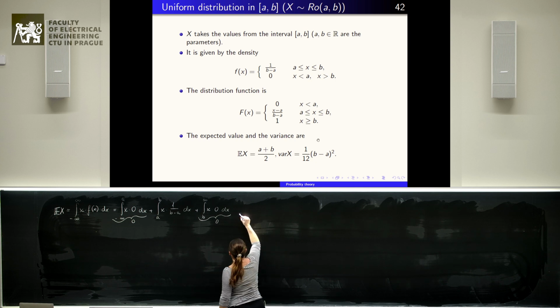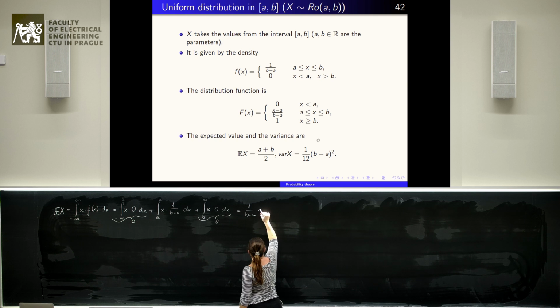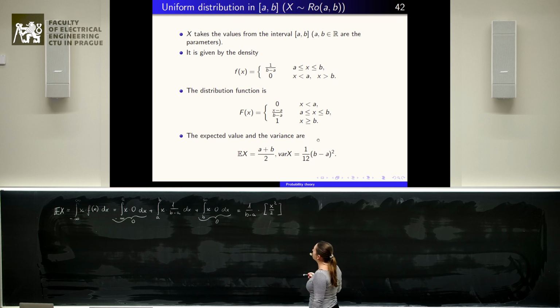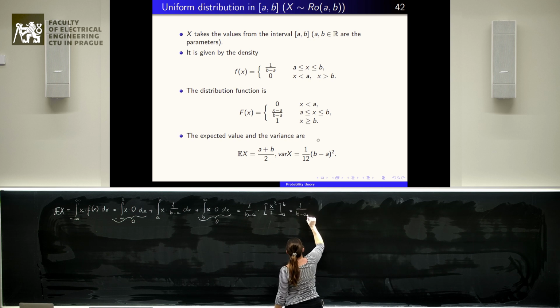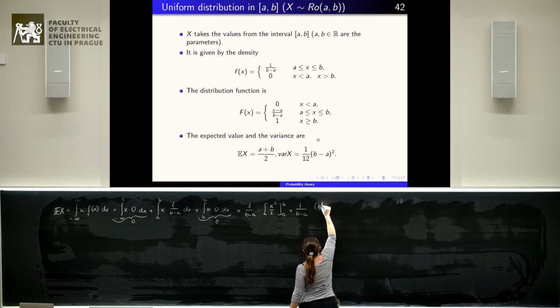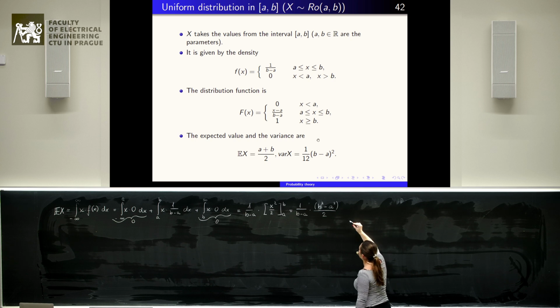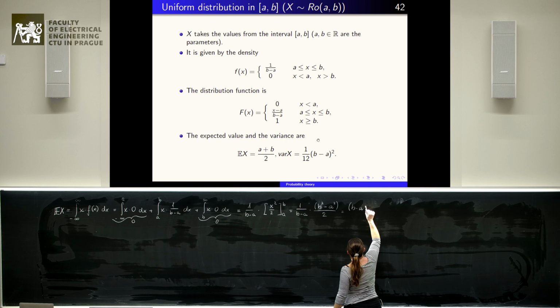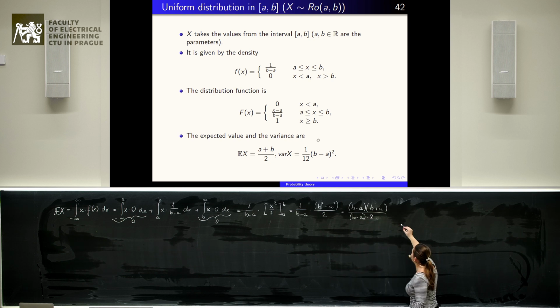So we will calculate only the middle integral, and it is 1 over b minus a, which is the constant, times the integral of x, which is x squared over 2, from a to b. So it is 1 over b minus a times b squared minus a squared over 2. And we know that b squared minus a squared is equal to b minus a times b plus a, everything over b minus a times 2. So we can see that it is really equal to a plus b over 2.